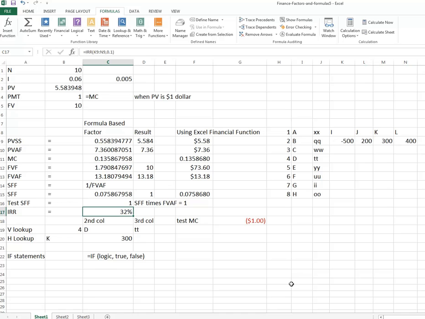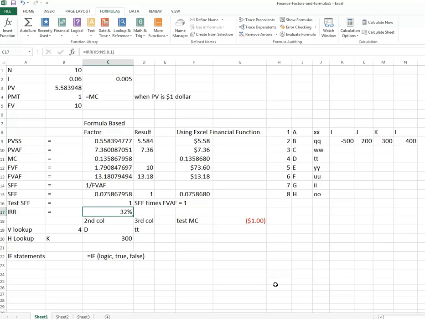So the answer is, if you invest $500 and you get back at the end of one period $200, at the end of two periods $300, at the end of three periods $400, and that's all you get, what is your annual average compounded yield? The answer is 32%.